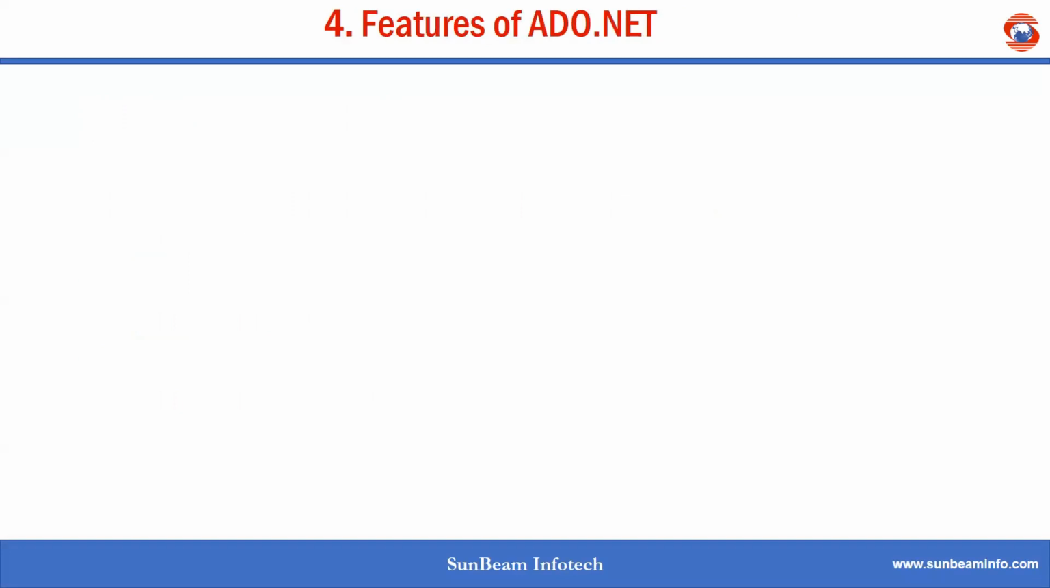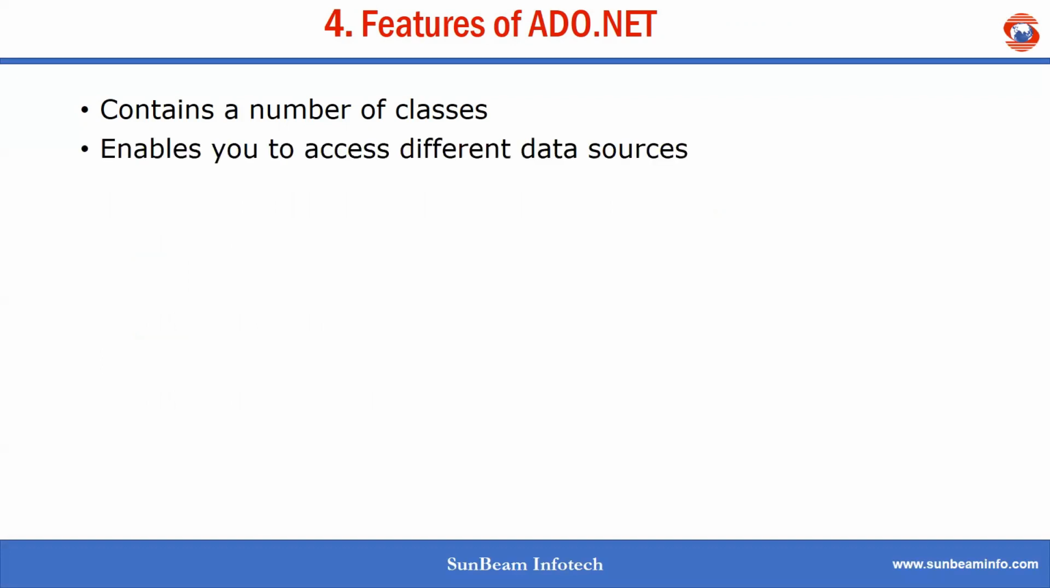Next one is features of ADO.NET. First one is it contains a number of classes. It means that it provides you with various methods and attributes to manage communication between your application and data source. Next, it enables you to access different data sources. It means you can access multiple servers such as Microsoft SQL Server and XML as per your requirement.